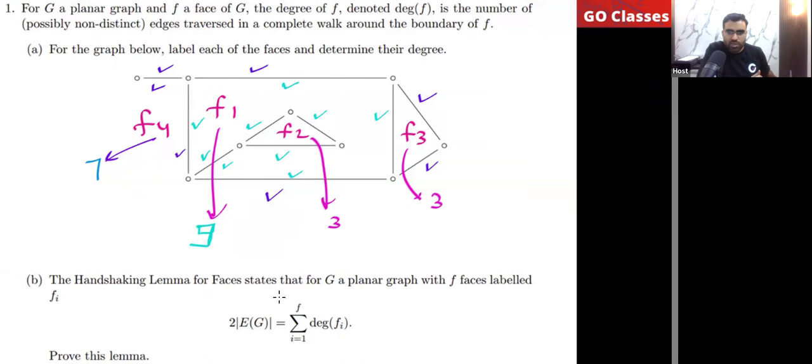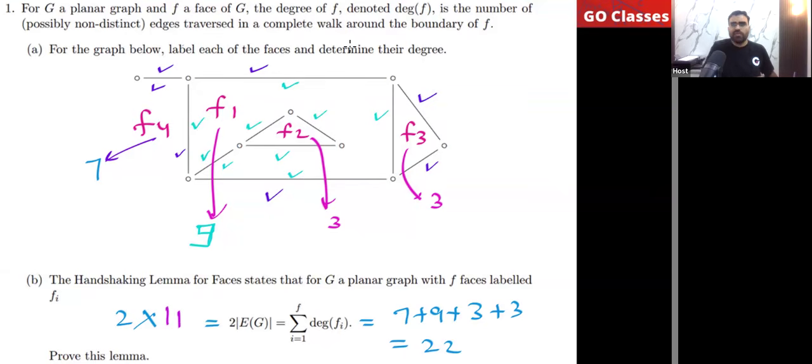Tell me what is the total degree of all the faces? Let me know. What is the total degree of all the faces? You can see 7 plus 9 plus 3 plus 3. So what is that value? That value is 22. And what are the number of edges here? 1, 2, 3, 4, 5, 6, 7, 8, 9, 10, 11. Okay, that is 11. So you can easily see there are 11 edges. So you can easily verify this theorem.